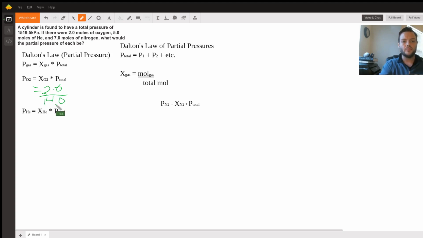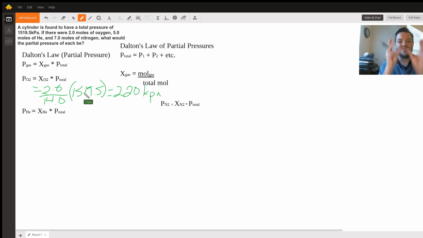So if we take the mole fraction of oxygen times the total pressure of the container at 1519.5, we can then find the partial pressure of oxygen. Keeping it to 2 significant figures, since this value has 2, this value has 3, and this one has 5, our final answer can only have 2 significant figures. That means then that when we calculate the partial pressure for oxygen, it comes out to be 220 kPa.